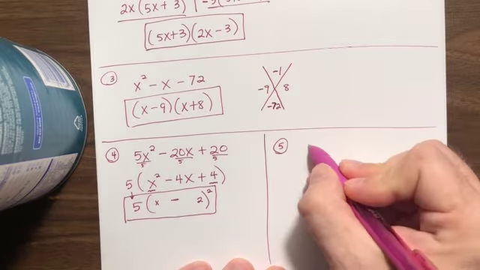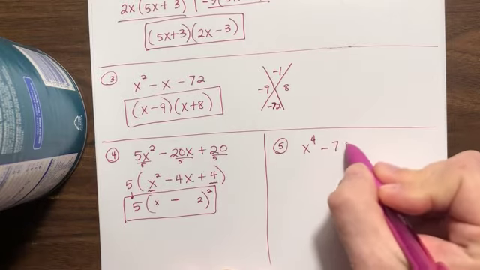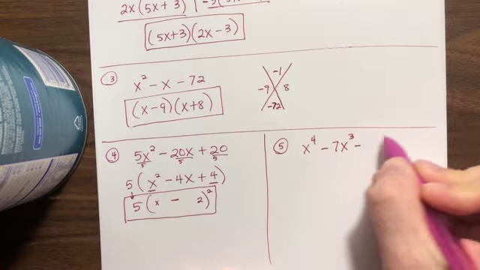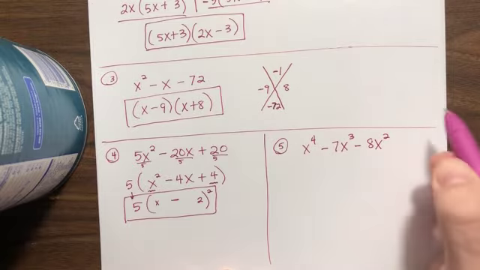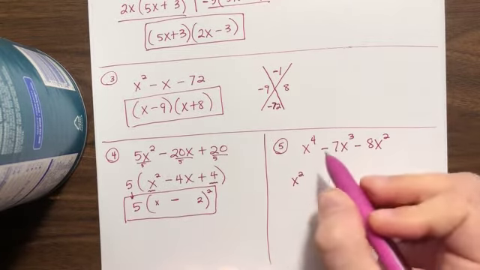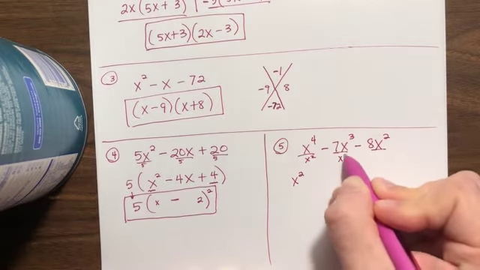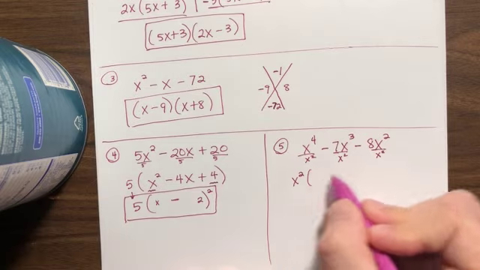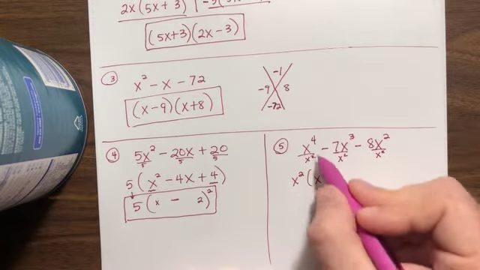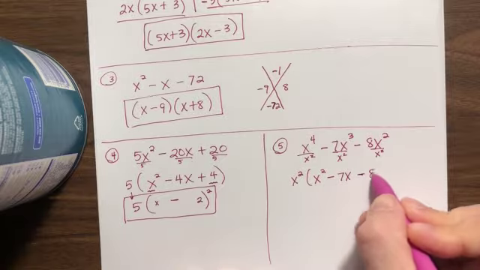Number 5, we have x to the 4th minus 7x to the 3rd minus 8x squared. GCF says x squared is the GCF. And if you divide each one of these by x squared, I'll be left with x squared, and then minus 7x, and then minus 8.